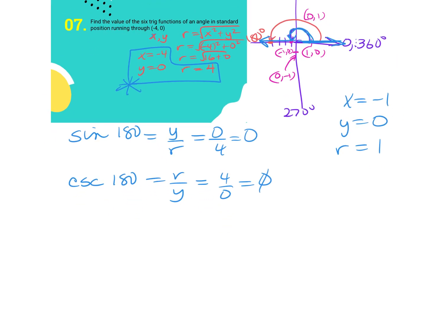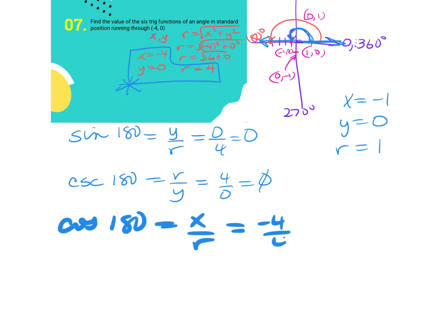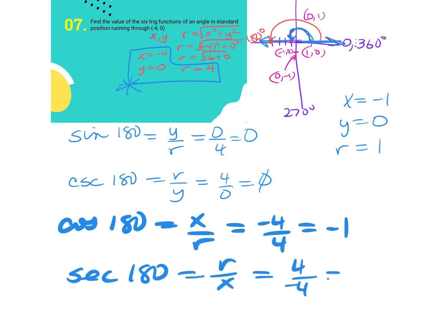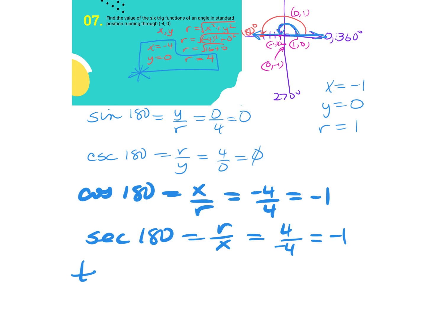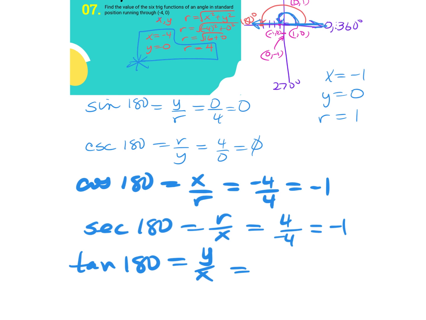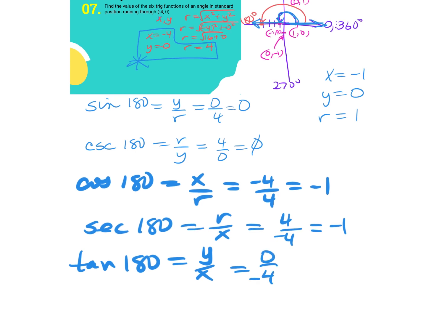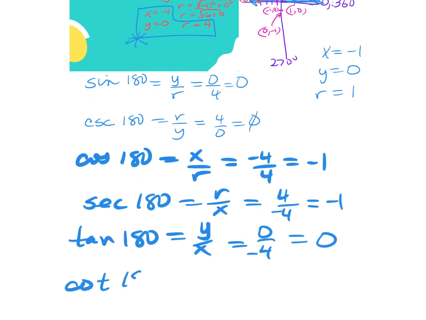Then if you do cosine of 180, cosine is the x over r, so -4 over 4, -1. Its reciprocal, secant, r over x, 4 over -4, -1. Same answer. And then lastly, tangent and its reciprocal, y over x. So y was 0, x was -4, so that's 0. And then cotangent, its reciprocal, flip it.